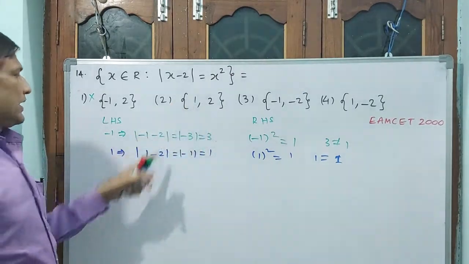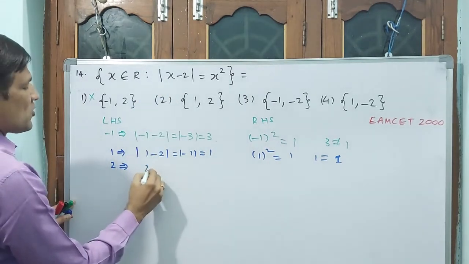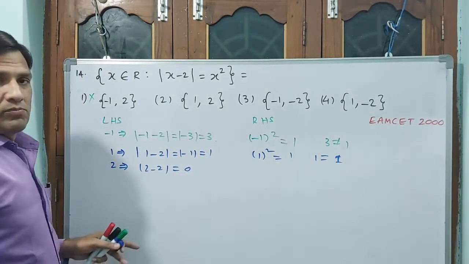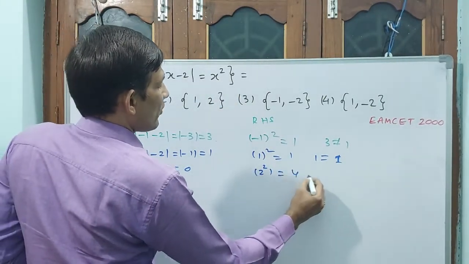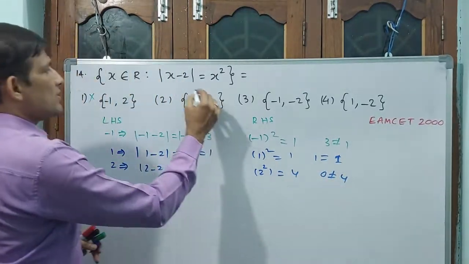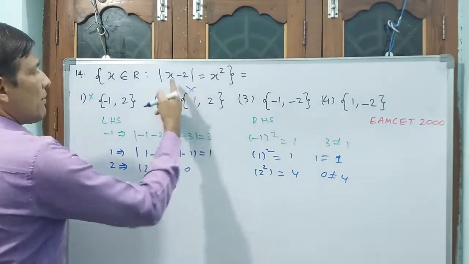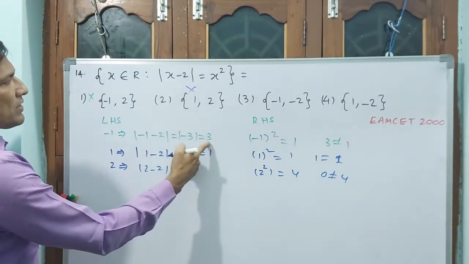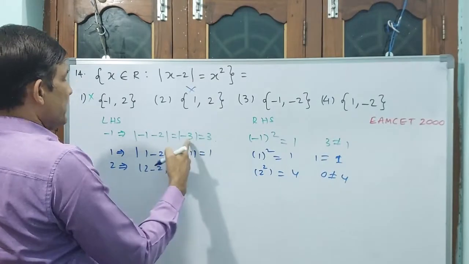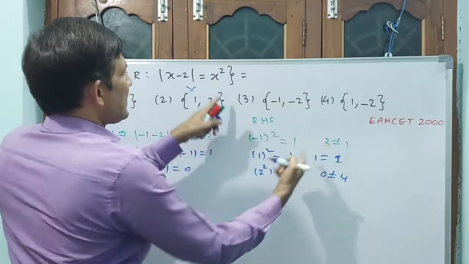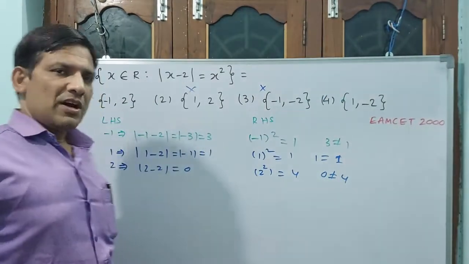But you see for 2 also. 2 implies 2 minus 2, that is 0. Modulus 0 means 0 only. But here 2 square is 4. 0 is not equal to 4. That is why this also you cross mark. Second option, go for third option. Minus 1, see, minus 1 already we have seen. 3 will come, LHS is 3 but RHS is 1 coming. That is why cross marking. Need not see. Go for the fourth option, last option.